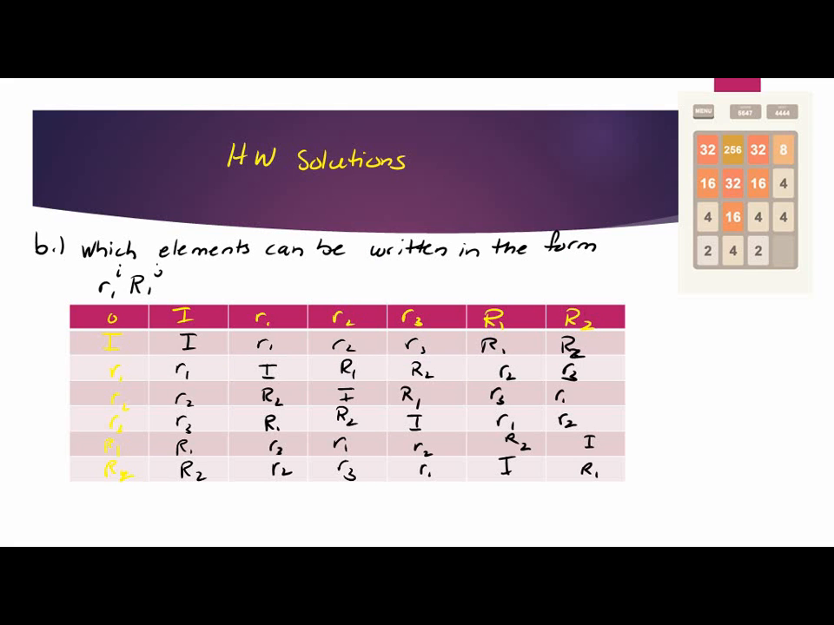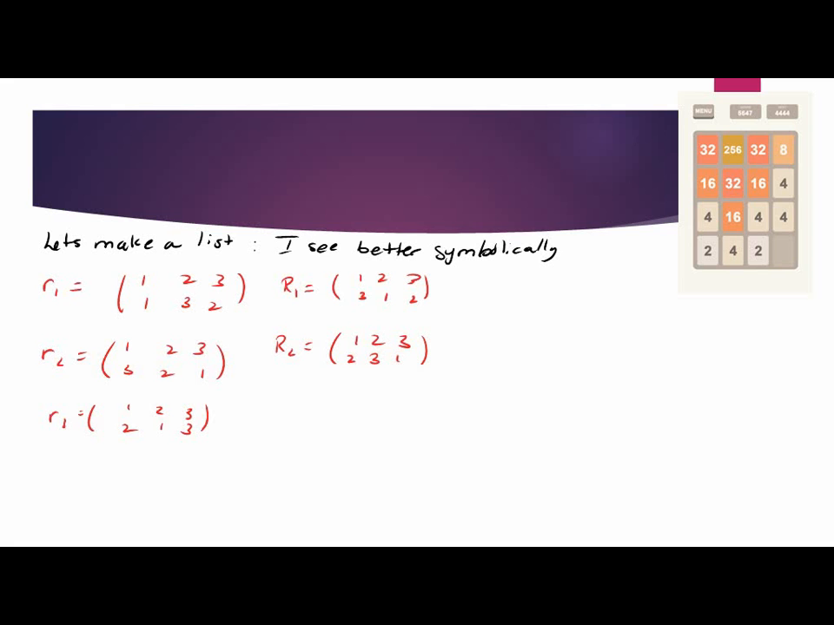And then they ask you which elements can be written in the form of R1 to the I, R1 to the J. So I just wanted to show you the permutation description. I see this better symbolically than I did actually looking at the rotation of a triangle. So these are the descriptions of the little r1 and little r2 and little r3 and r1 and r2 using permutations. And really I don't need the 1, 2, 3. I can just write it without the 1, 2, 3. It's implied that the first position is where 1 goes to, the second position is where 2 goes to, and these represent the vertices. So I explained that earlier.